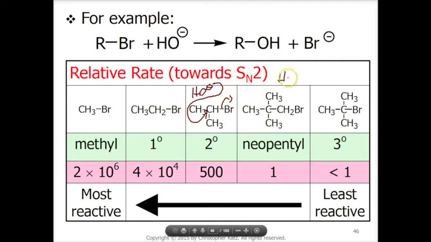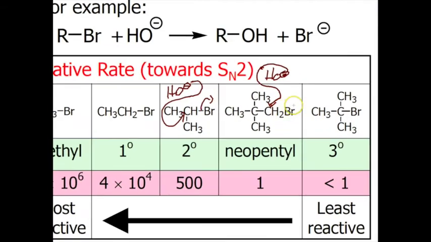But in this case, just look at the scenario, and again, please do out these mechanisms yourself. This hydroxyl species has to come in behind not this carbon, but this carbon right over here. So it's still technically a primary carbon.